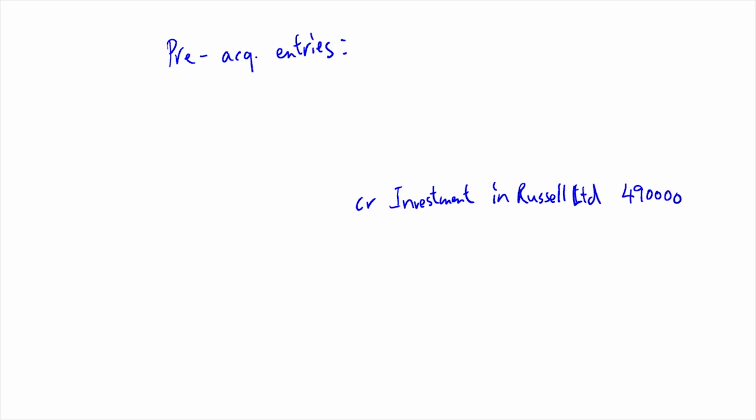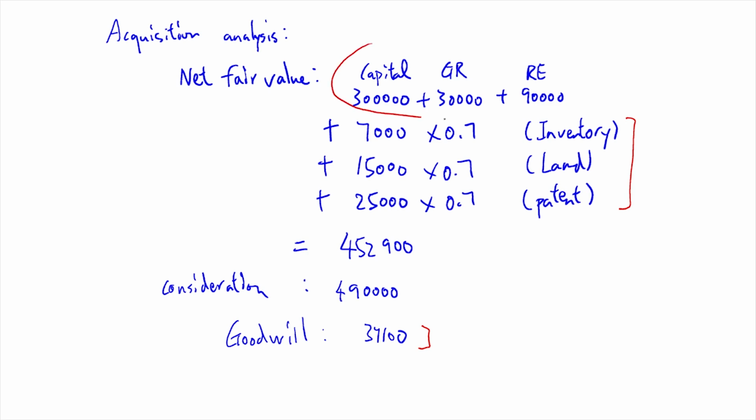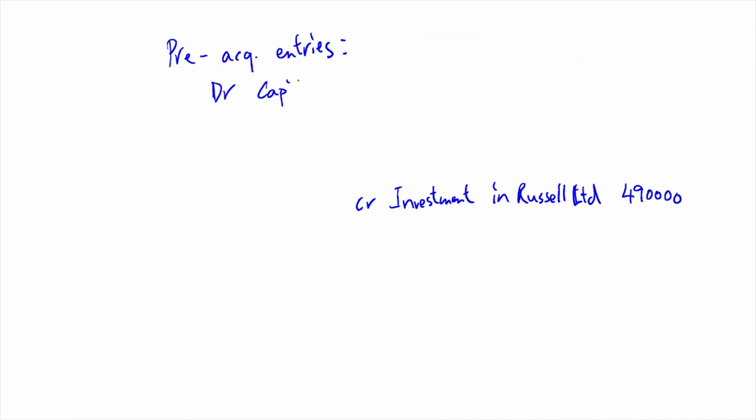Okay, then we need to offset against all the pre-acquisition equity. The easiest way is to look at the information from your acquisition analysis because you already got that information. What you can see right here, you have these three amounts of pre-acquisition equity. All of those need to be included in your pre-acquisition entry on the debit side. So we're going to debit capital, $300,000, reserve, 30,000, retained earnings, 90,000. Okay, that will be the three amounts.